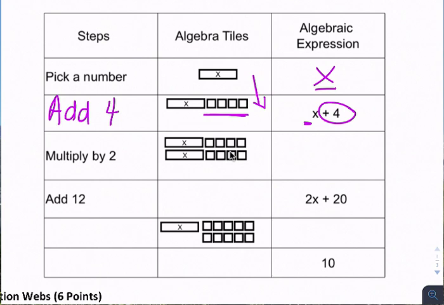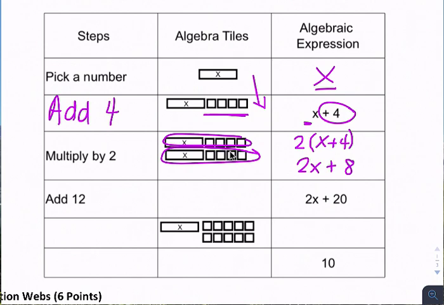All right, then they tell us the next step is multiply by 2, which means we took this group of algebra tiles and we made 2 of them that are the same. So we have 2x plus 4s. So we can take and write this in 2 different ways. We can do 2 times x plus 4, or 2x plus 8. You can use the distributive property to rewrite it without parentheses, or you can leave it with the parentheses.